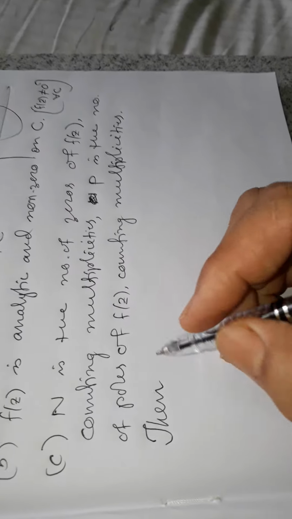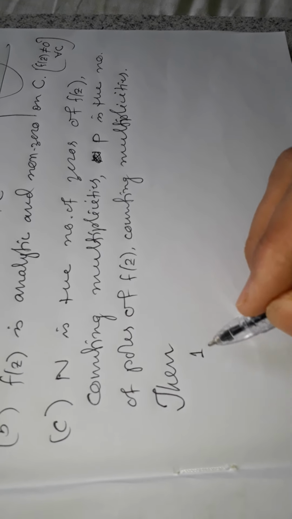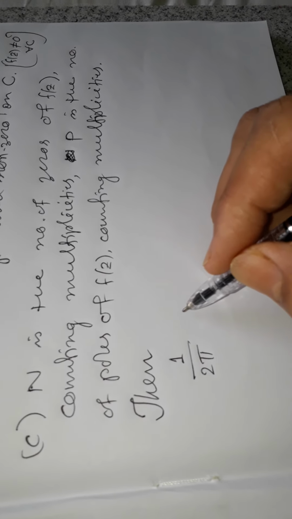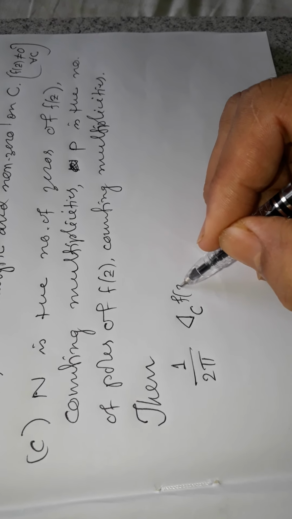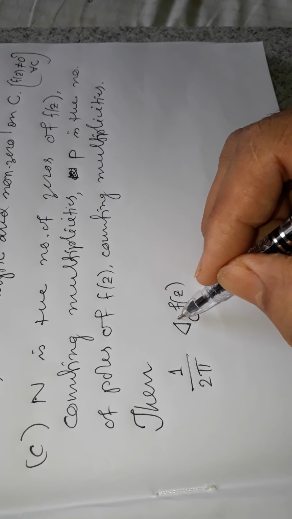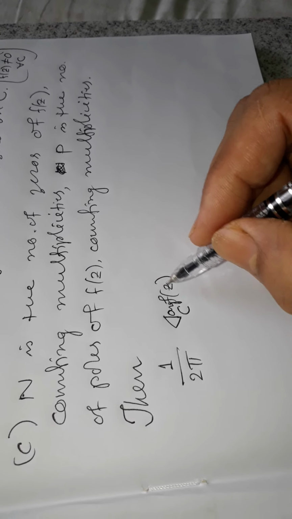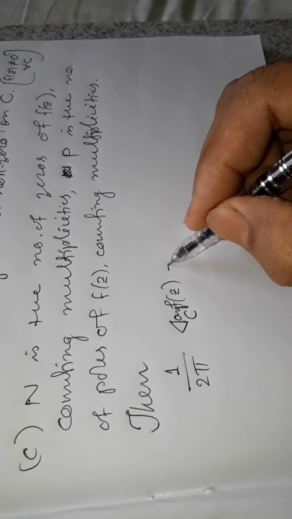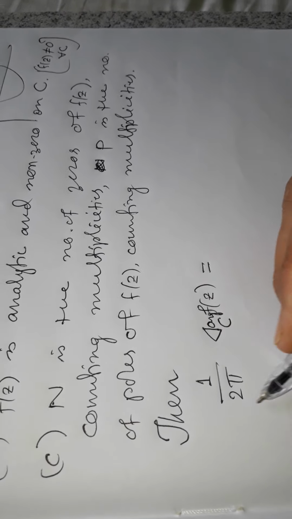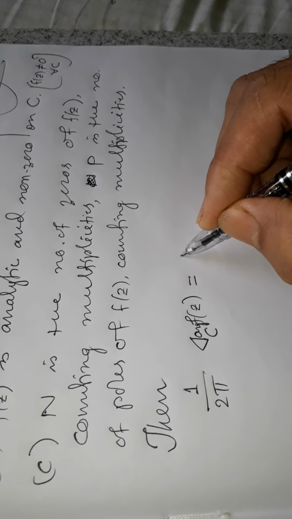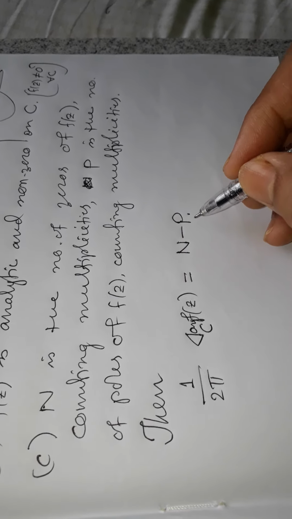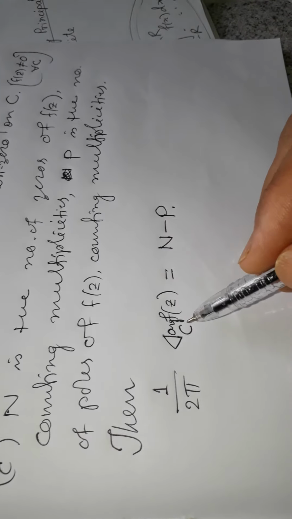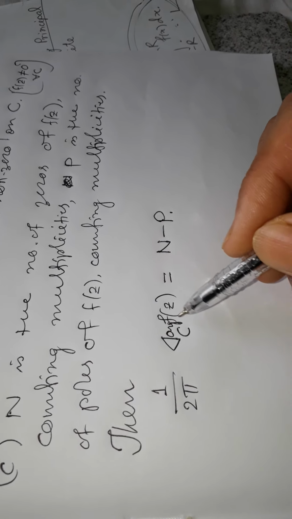Then the argument principle says that 1 by 2 pi times the change of argument of f(z) over C, which we already know is the winding number, is given by N minus P, that is, number of zeros minus number of poles. So this is known as the argument principle. And what is the change of argument of f(z)?